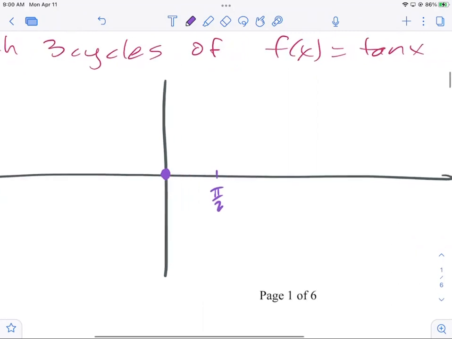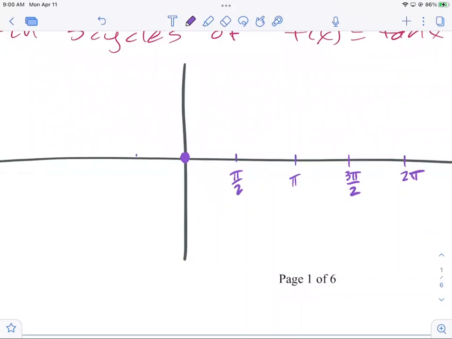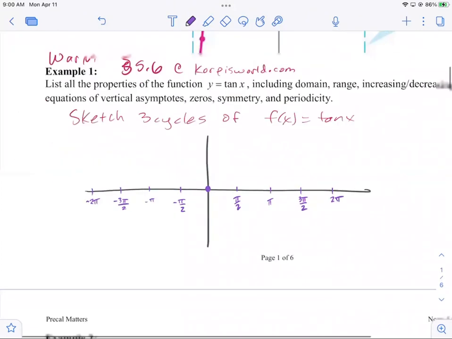So we count by pi halves. So that's 1 pi halves. And now we keep that distance: 2 pi halves, which is pi, 3 pi halves, 4 pi halves, which is 2 pi. And then we'll go the other direction, same distance. Here's negative 1 pi halves, negative 2 pi halves is negative pi, negative 3 pi halves, and then negative 4 pi halves is negative 2 pi. And all we've got to do is put our marks down.